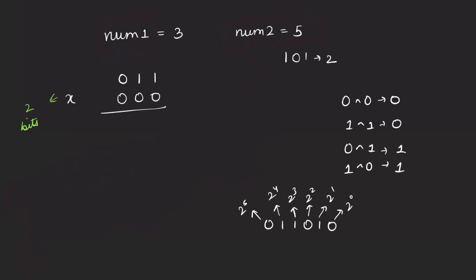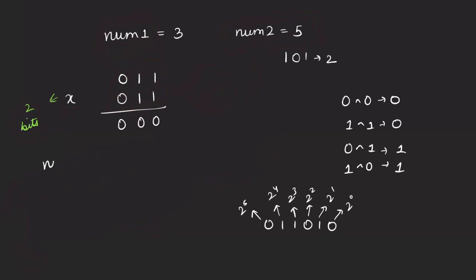So let me remove this. Now coming back to our original example. Here nums2 was 5. We had to set 2 bits in X. X is 0 initially, and this is nums1. As I said, we will start moving from left to right. Wherever we have a set bit in num1, we will set it in X also. So we will set these 2 bits as 1, and our XOR will be 0. So 2 bits we have set. This is 3 in decimal, so 3 is our answer.